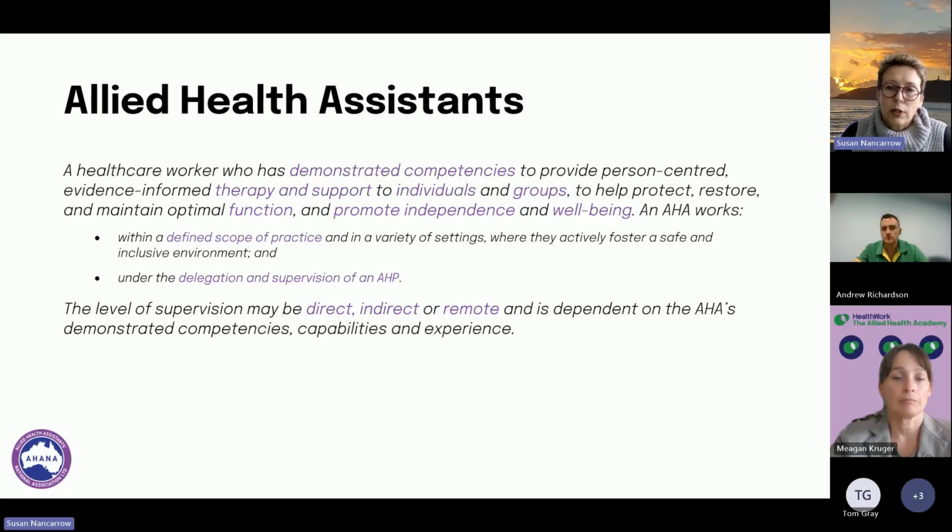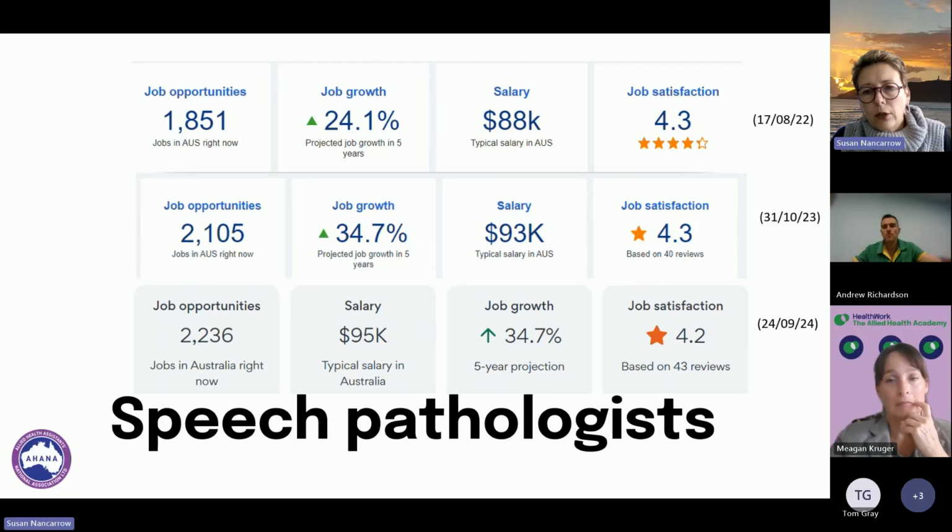So we work within a range of models of delegation and supervision according to the risk, proportionality of the risk and the complexity of the setting and the clients that we're working with. So we have examples of effective delegation which is remote, that sort of hub and spoke model. And in other contexts, it's really appropriate that the allied health assistant is working side by side with the allied health professional.